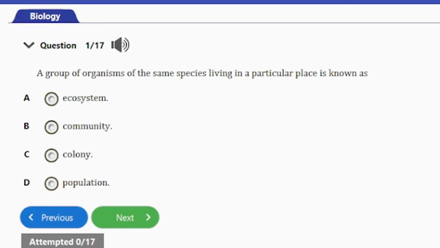It says a group of organisms of the same species living in a particular place is known as A, ecosystem, B, community, C, colony, D, population. So guys, the answer to this question is option D here, and that's the population. The population is the number of organisms of the same species that live in a particular geographic area at the same time. So guys, this is the answer to this question, option D.